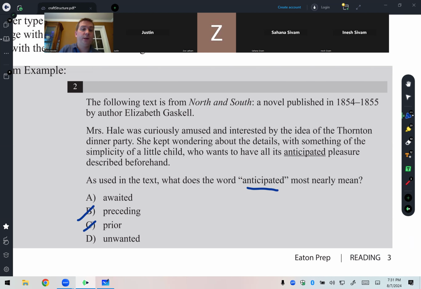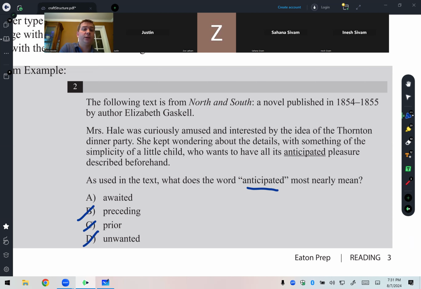Let's try unwanted. Let's see if that makes any sense. She kept wondering about the details with something of the simplicity of a little child who wants to have all its unwanted pleasure described beforehand. Unwanted pleasure, this doesn't make any sense. I'm going to cross it off.